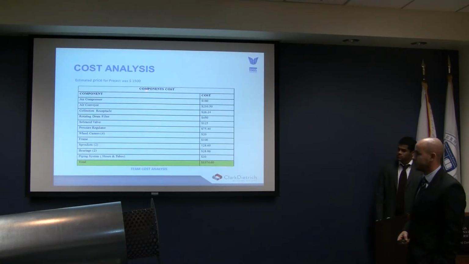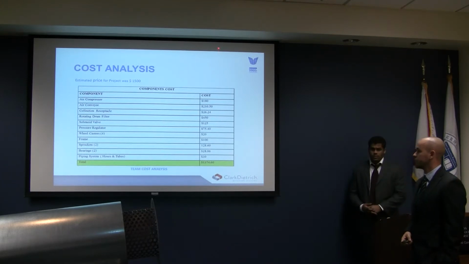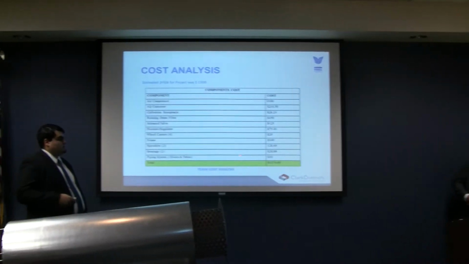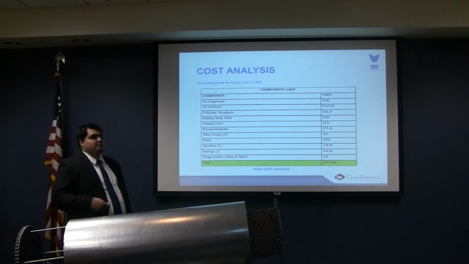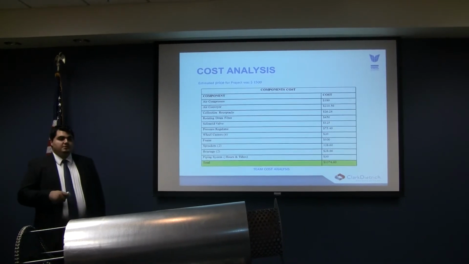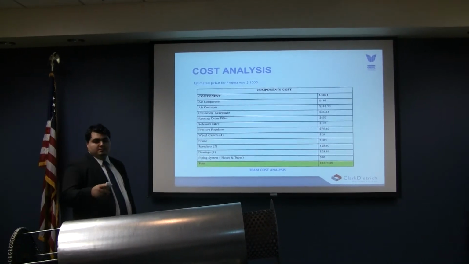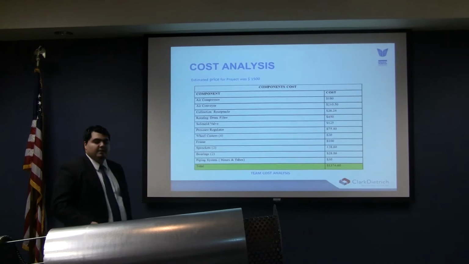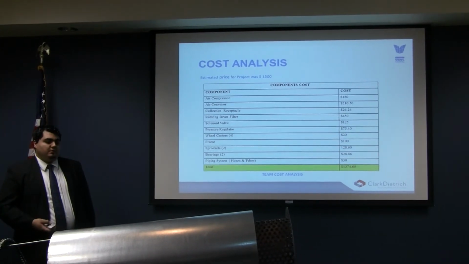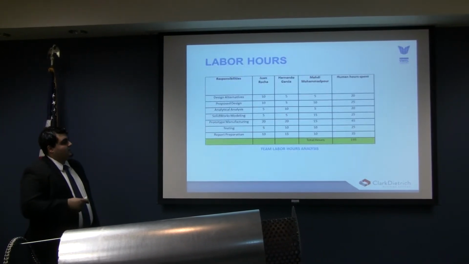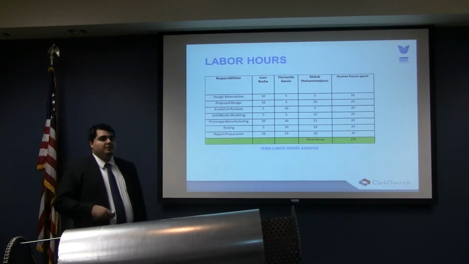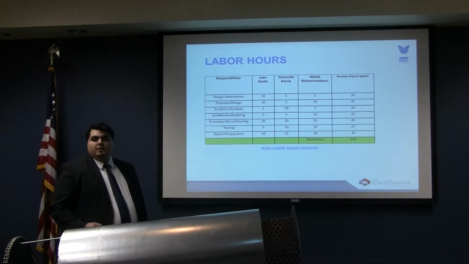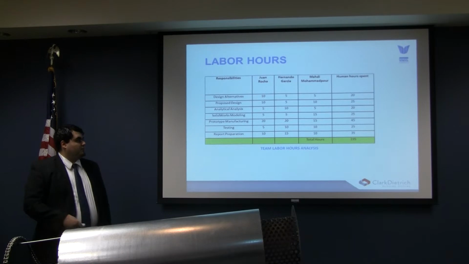The estimated cost was 1,500, and the final cost for this project comes to 1,374.6. This includes the expensive parts. The most expensive ones are the drum filter that we have and the air conveyor, the transporting part. The hours that we spent were 195, which includes design, manufacturing, and the testing parts.